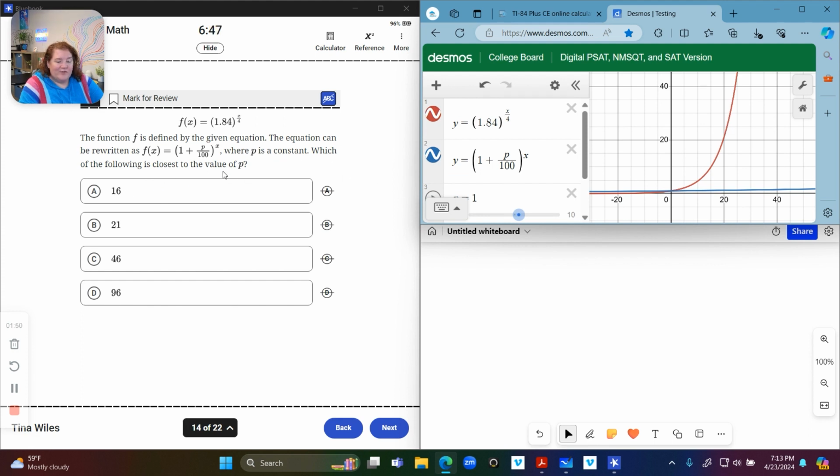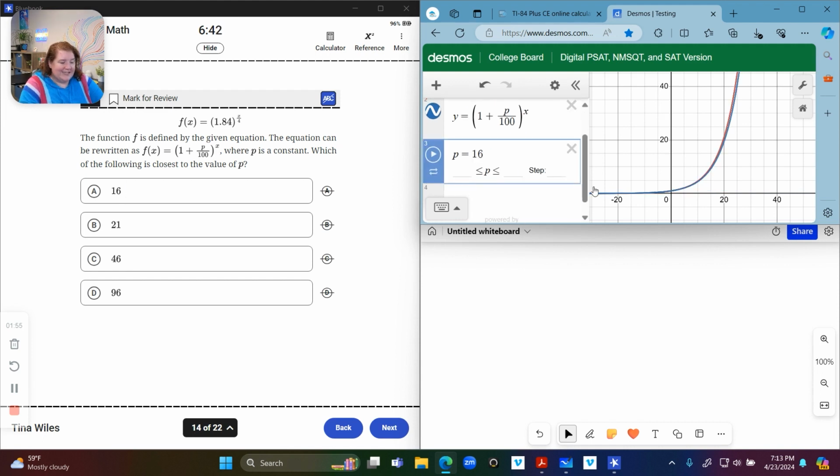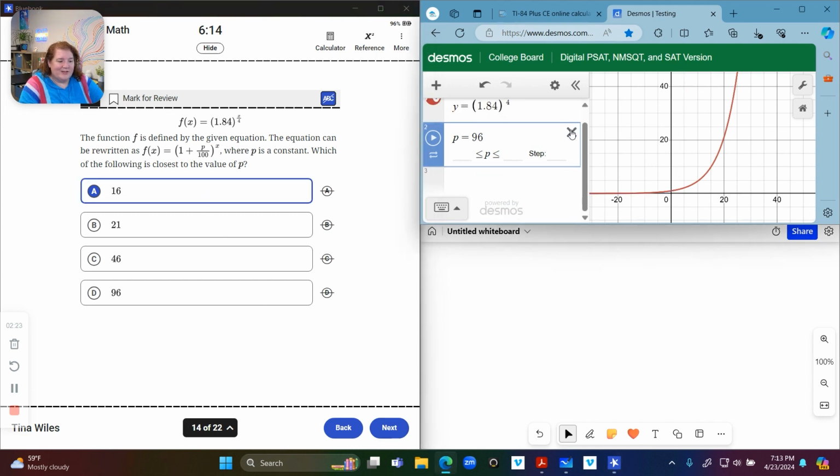We're looking for which of the following is closest to the value of p. So the first answer is 16. When I put 16, look how close that is to the graph. So I think that's the right answer, but let's try the other values. 21, nope. 46, nope. 96, way off. So 16 was the right answer. This one would be a bit harder to do algebraically simply because you're changing from x over 4 just to x. You can do it algebraically, but I don't know why you would when Desmos is so easy.